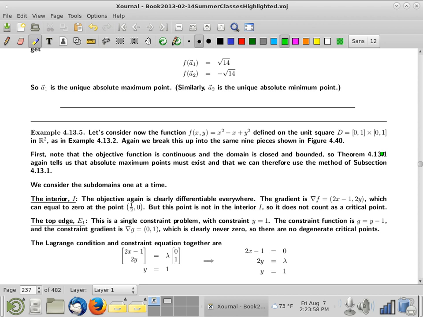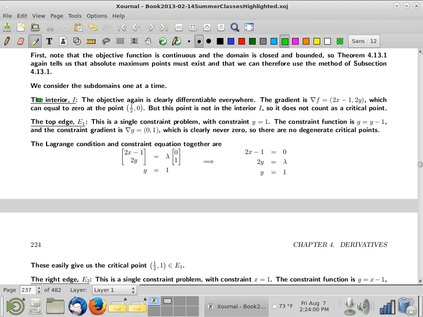So let's take these one at a time. We'll start with the interior. Well, in the interior, there are no constraints, so we just take the gradient, set it equal to 0, and solve. And there's only one point where it can equal 0, that it is. So now, is that a critical point? Do we call it a critical point? We don't, actually, because it's not in the interior.